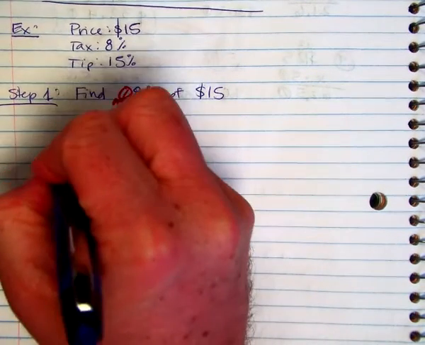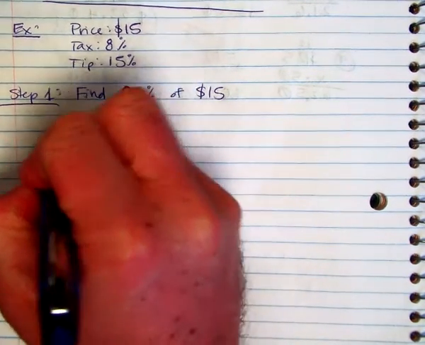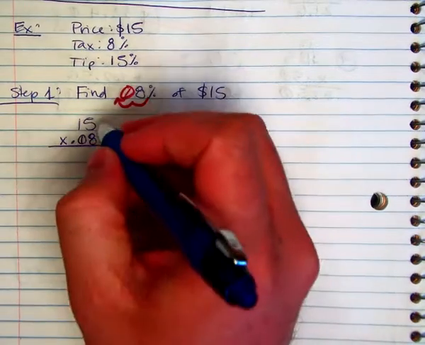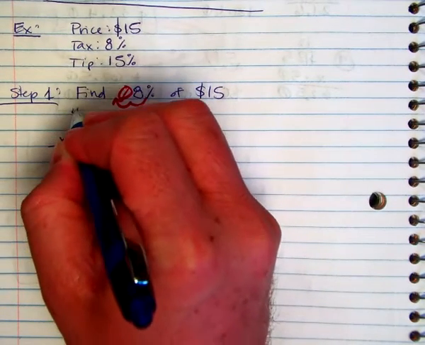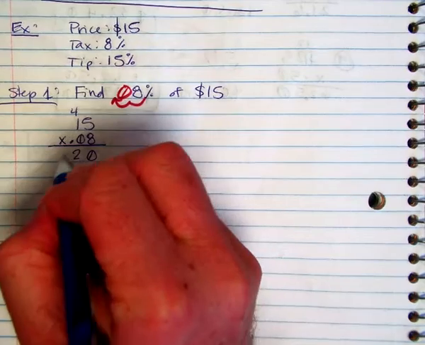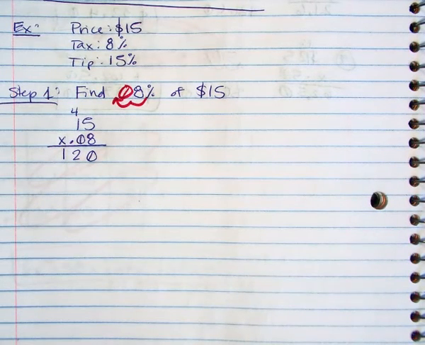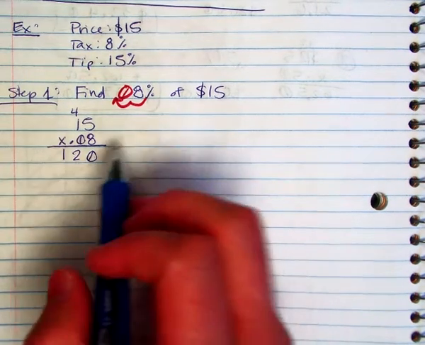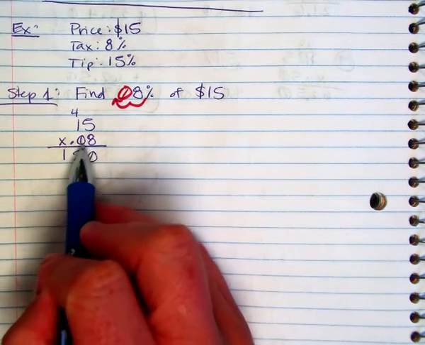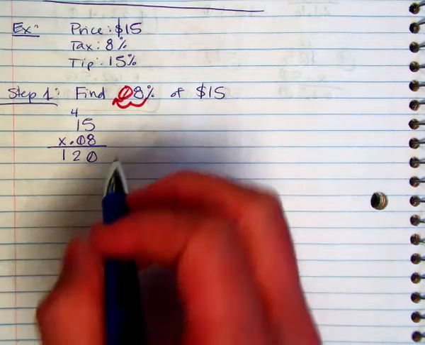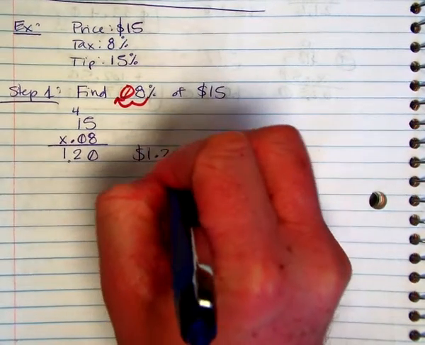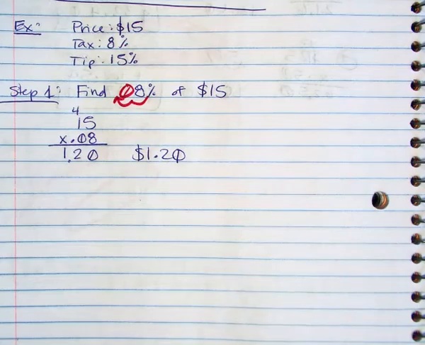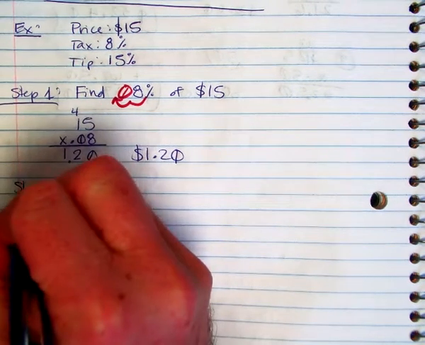So I do $15 times 0.08. 5 times 8 is going to give me 40. 8 times 1 is 8. With the 4 that I carried becomes 12. Now I worry about the decimal. There were 2 numbers behind the decimal point in my original problem. So I'll bring it in 2 places and make it $1.20. So we have now found the tax. $1.20 on top of the 15 I already did, which takes us to step 2.